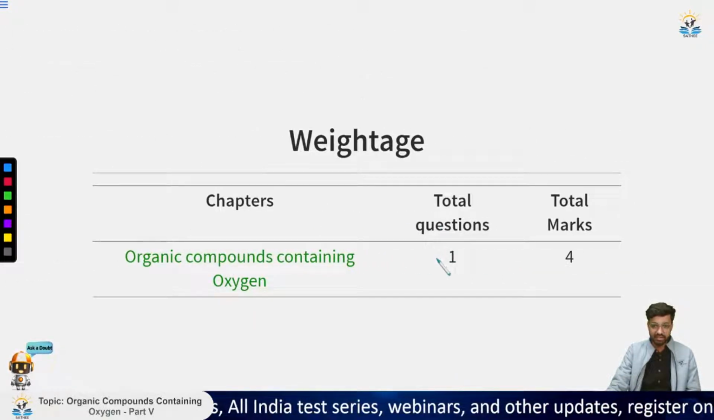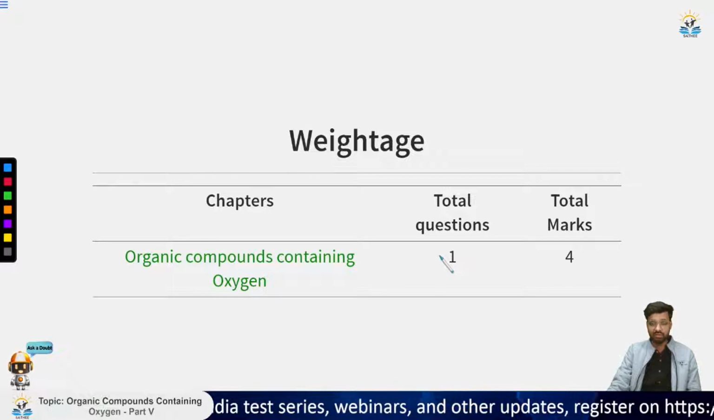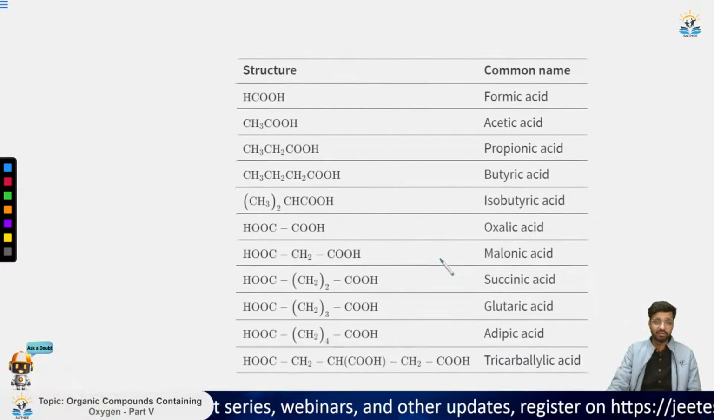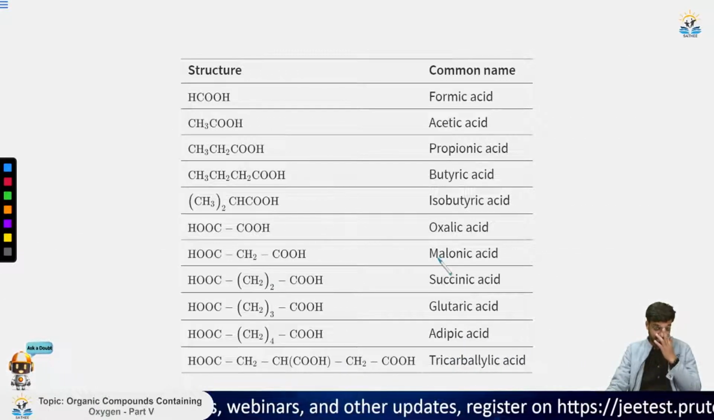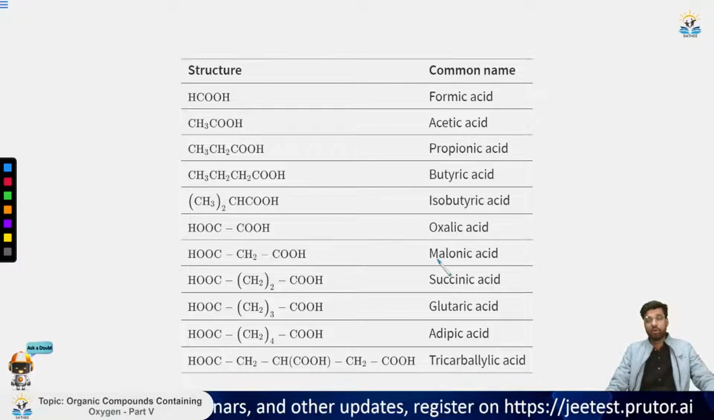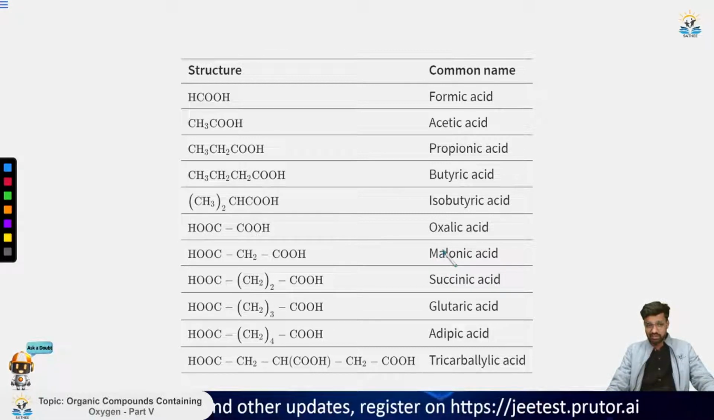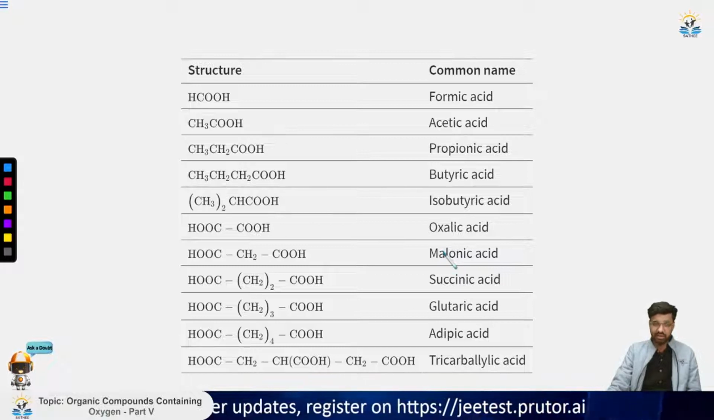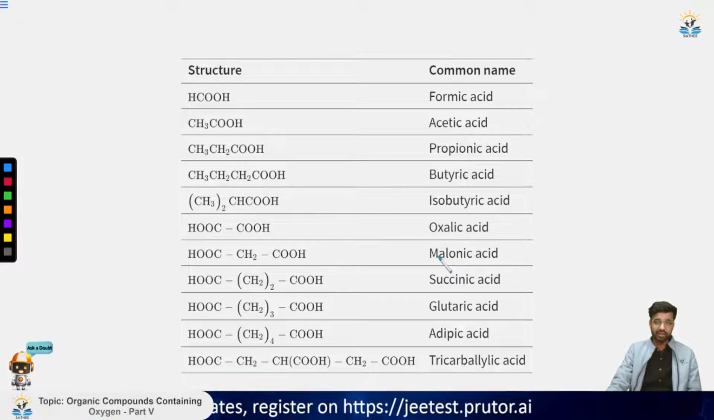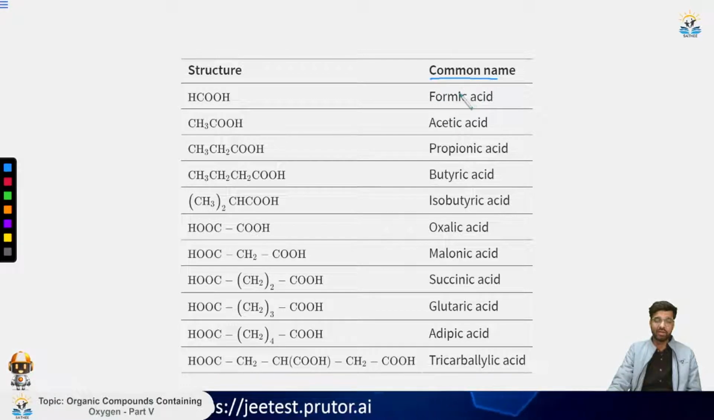We have seen this weightage earlier also. On average, one question comes from this chapter, which is of 4 marks. Before starting, you must have read IUPAC nomenclature earlier also. But for carboxylic acid, the common name is also very important. It is important for various functional groups, but in the case of carboxylic acid it is much more important.